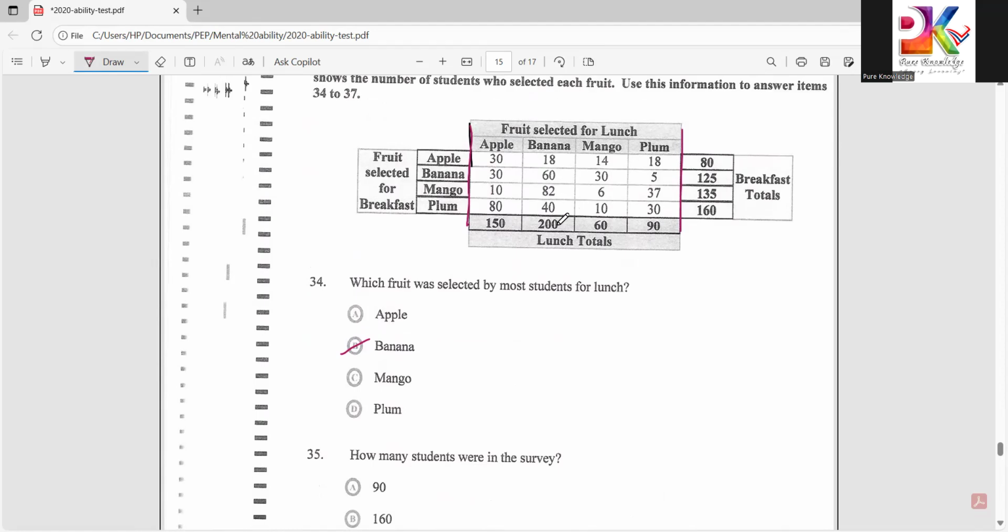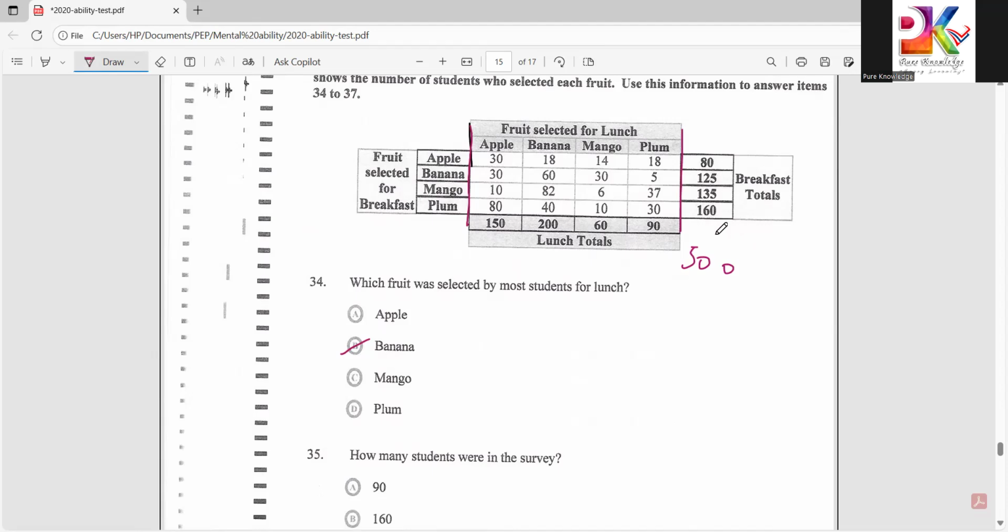Right? So 150 and 200 would be 350. And then 350 plus 60 would be 410, and 410 and 90 would be 500. If you check this side for breakfast, we're going to see that 80 plus 125 plus 135 plus 160 is the same 500.